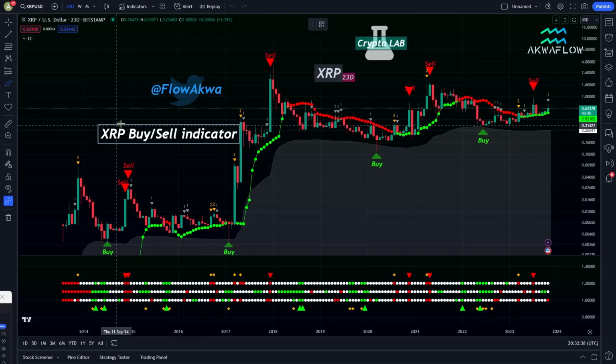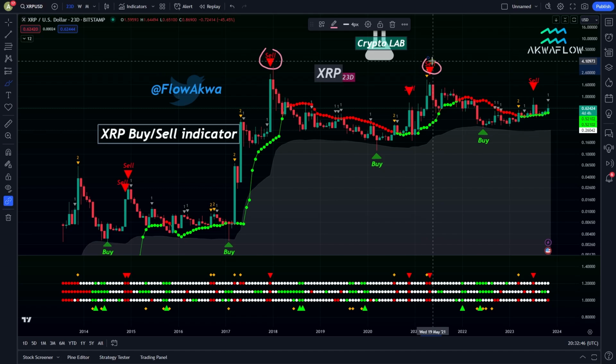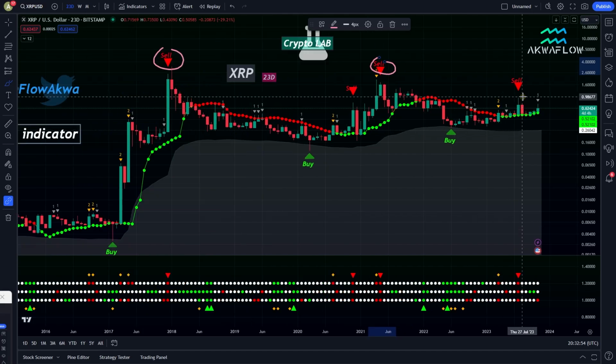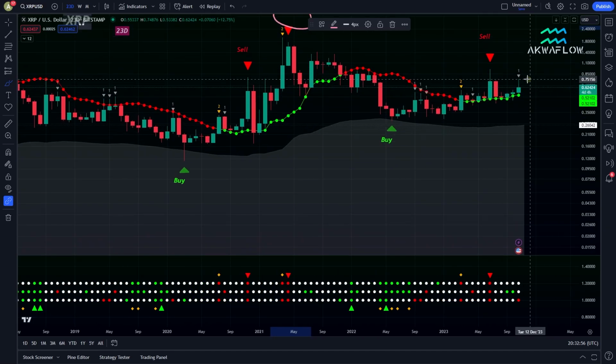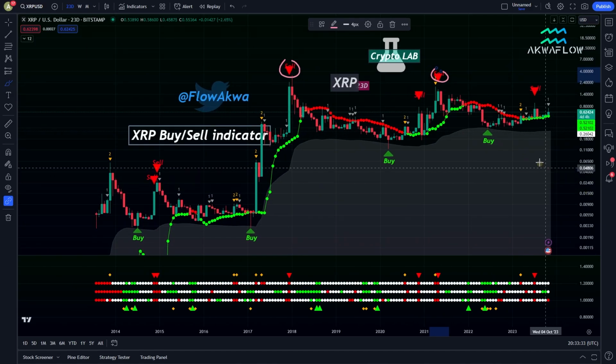This is my XRP buy-sell indicator, and as you can see, it gives me sell signals, but it doesn't tell me anything in advance. This is a real-time indicator, and it will trigger when it will be time to sell. I'm really proud of this indicator, and let me know in the comments if you want to know more about it in my next video.